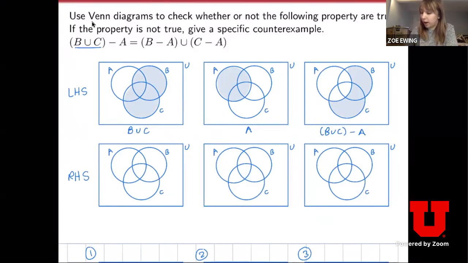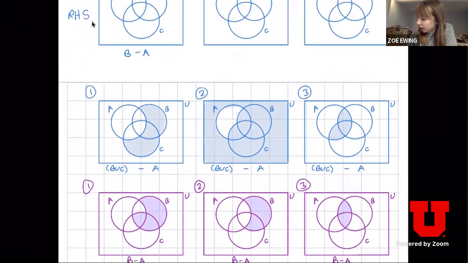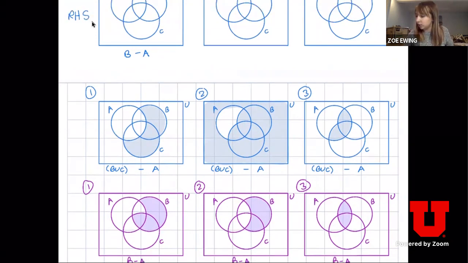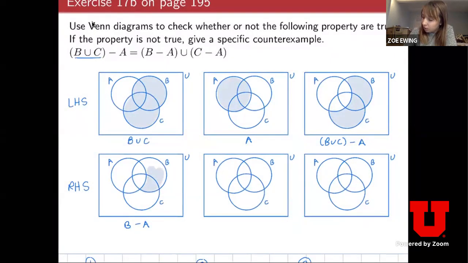So let's go through the right-hand side. And our very first term is going to be B minus A. This is another one of the tricky subtraction ones. So down here, again, just go ahead and put in the chat which one looks like B minus A. Okay, yeah, 2. So we've got everything that's in B, but we don't include A.